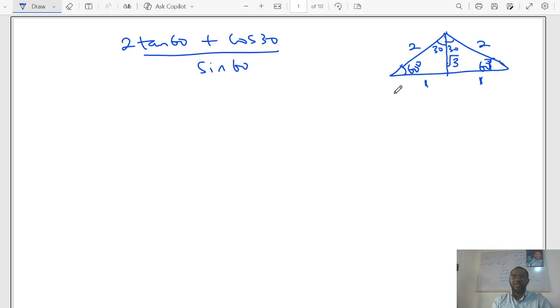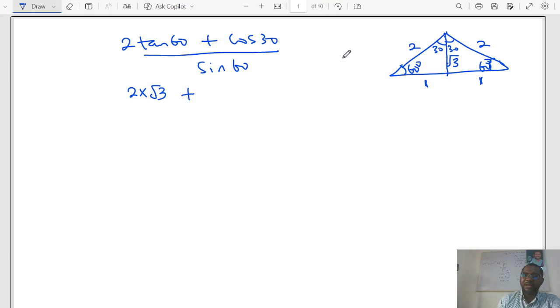So I can use this to find this. For example, tan 60. Tan is opposite over adjacent. So opposite of 60 is root 3. Adjacent of 60 is 1. You see that? So this is going to give me 2 times root 3. So tan 60 is root 3, plus cos 30.